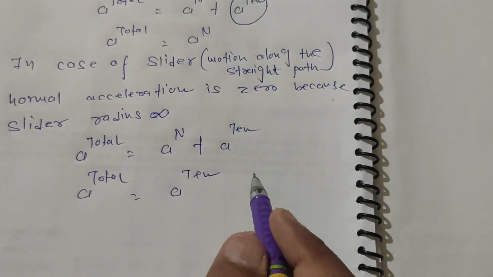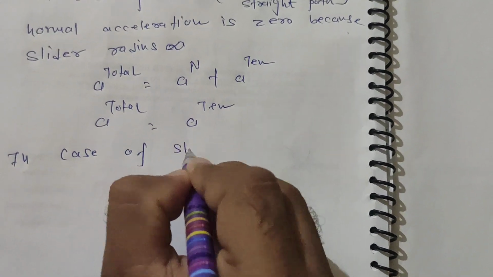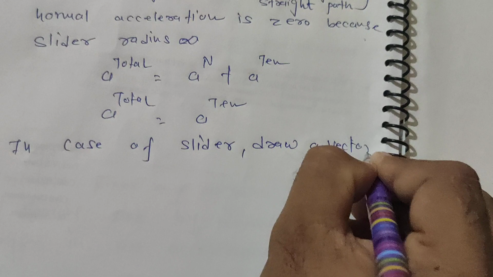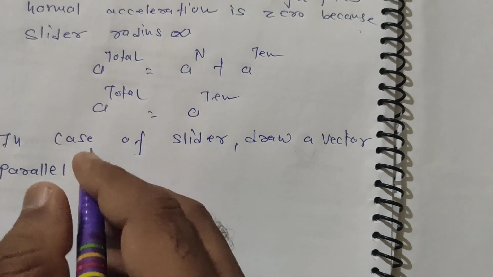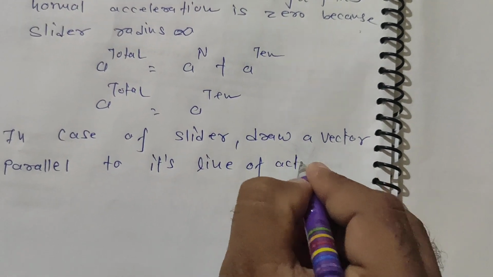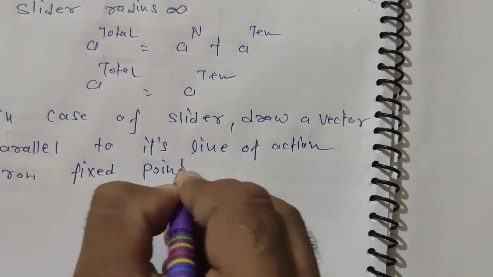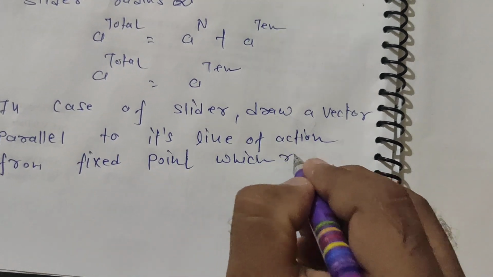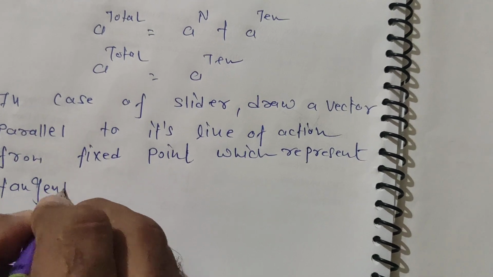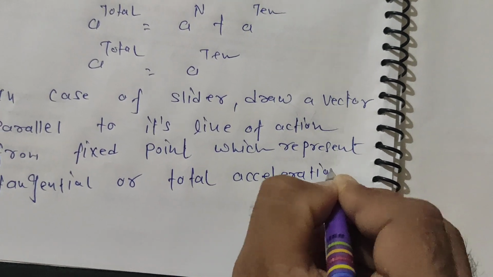Okay, another point, last point, in case of sliders: in case of slider, draw a vector parallel to its line of action from the fixed point, which represents the tangential or total acceleration of the slider.